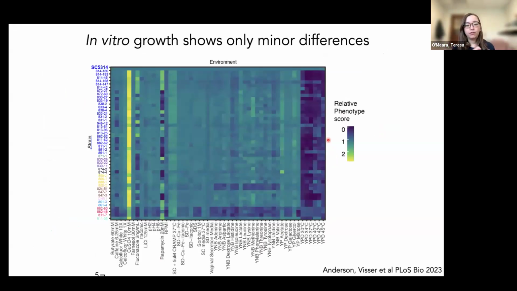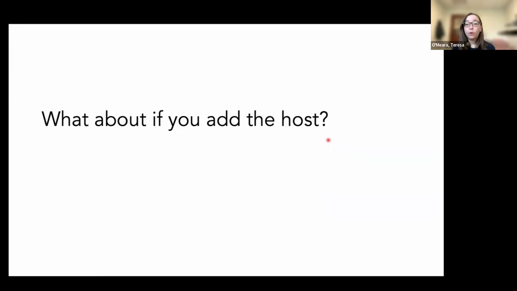When we went from the whole genome sequencing down to the phenotypic variation, we see only minor differences in their stress responses. There is variability in whether the strains can grow or not, but it's not a clear pattern where all of the oral isolates behave one way and all the fecal isolates behave another way, even under these different stress conditions. But what if we add the host? So not just these in vitro stresses, but in the presence of macrophages or a more complex immune system.